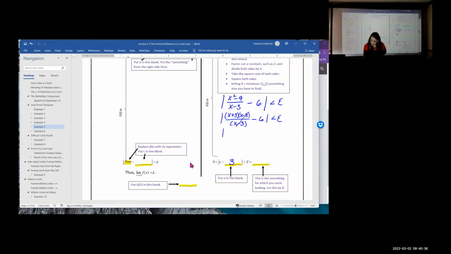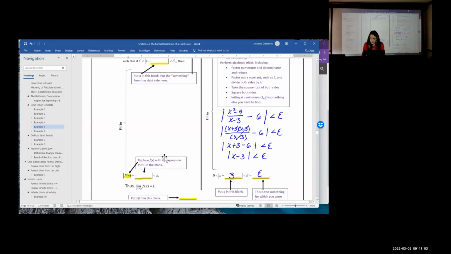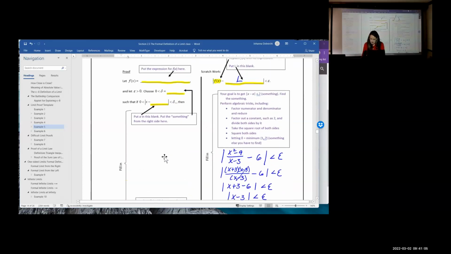Thanks, Sean. So then we get |x plus 3 minus 6| less than epsilon, which gives us |x minus 3| less than epsilon. We didn't have to do anything to the epsilon side. It just worked out that it ended up being the same as what it originally was. So we will choose delta to be epsilon itself.